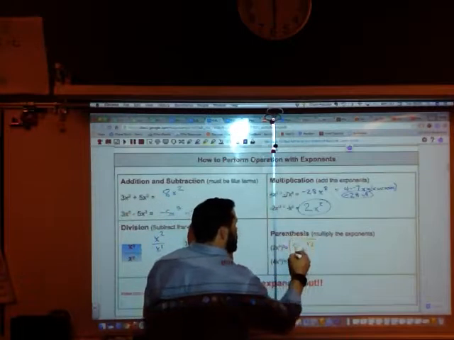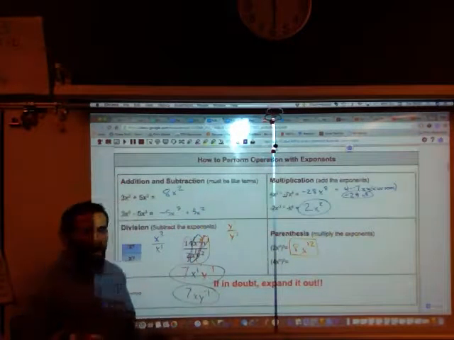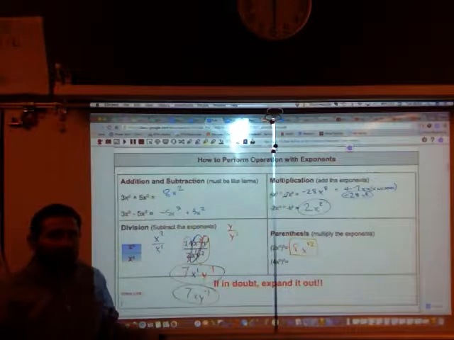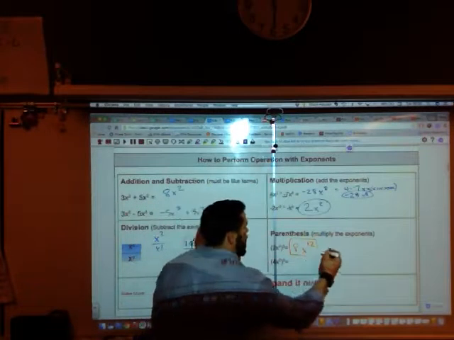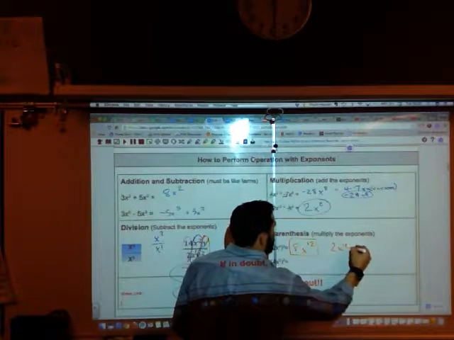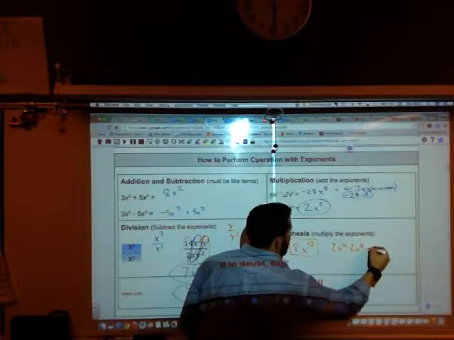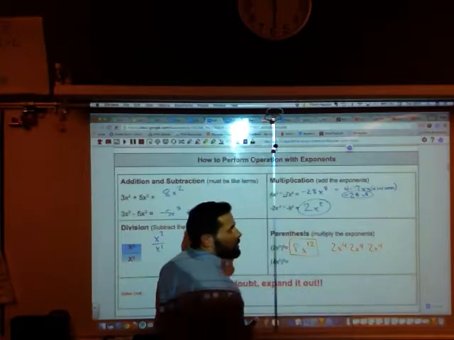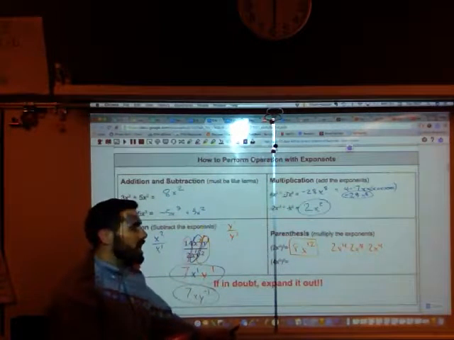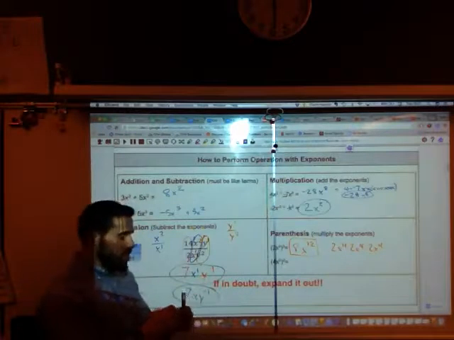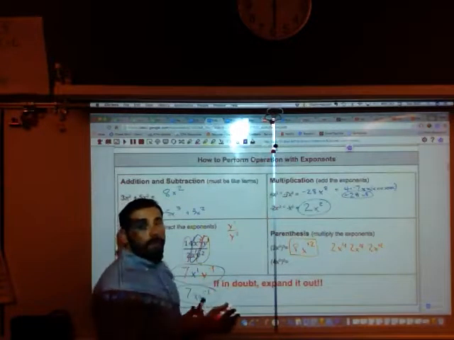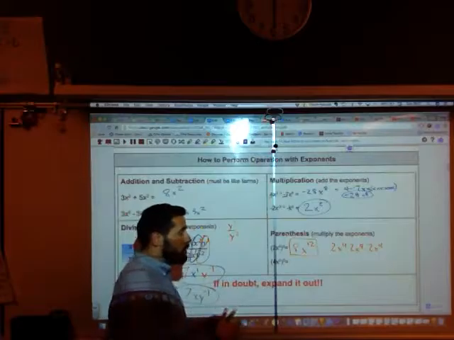Now again, if in doubt, expand it out. Why does this turn into 8 times x to the 12th? Because it's actually 2x to the 4th times 2x to the 4th times 2x to the 4th. It's multiplied by itself 3 times. If I take that and I change its order, because it's all multiplication, I can change the order and I can expand it out even more.